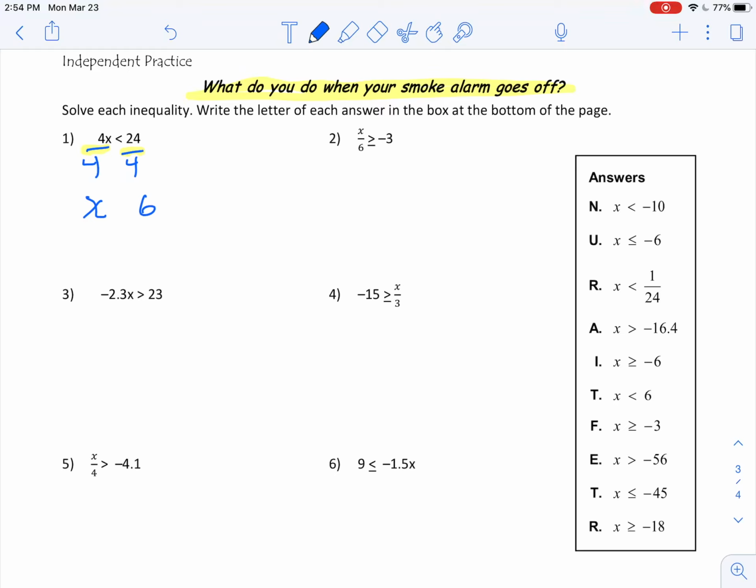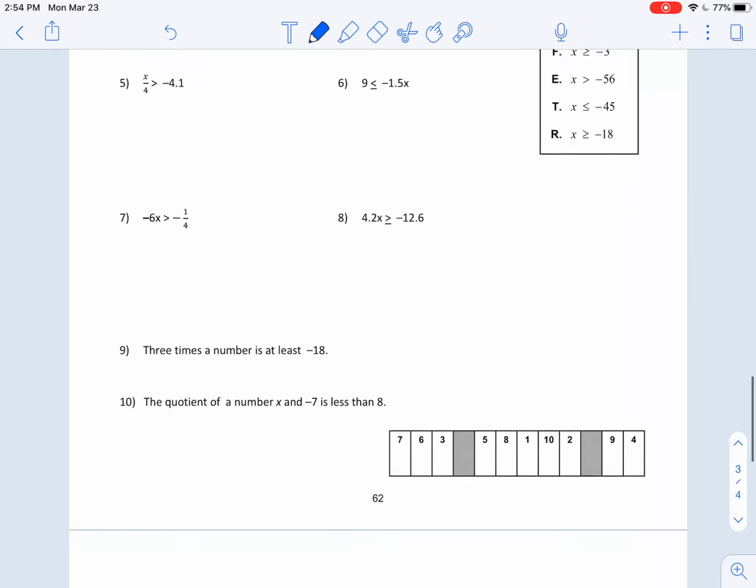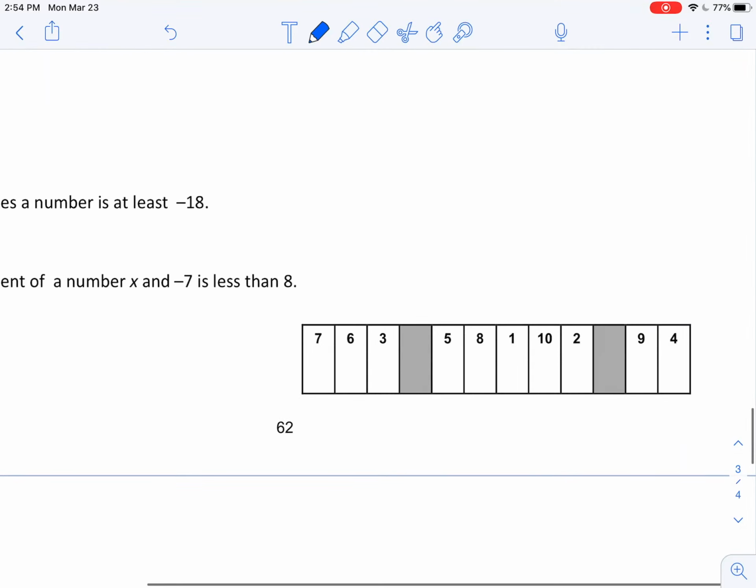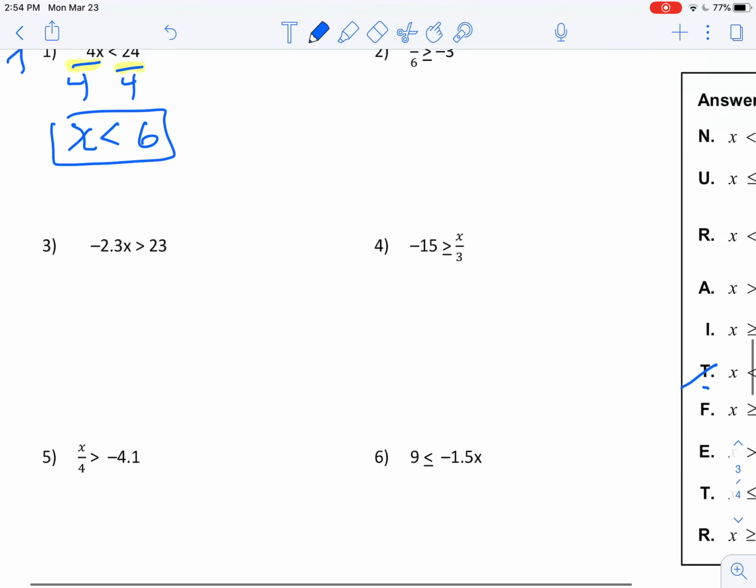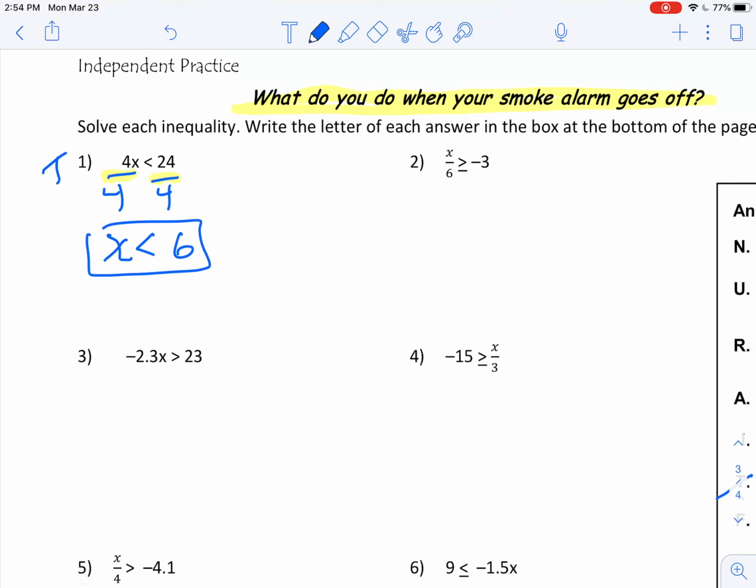Think to yourself, what did you do? You divided, but not by a negative. Because you did not divide by a negative, the sign stays the same. Then you go over here, and you find where it says x is less than 6, which is t. There's your t. And then you go down to the bottom.